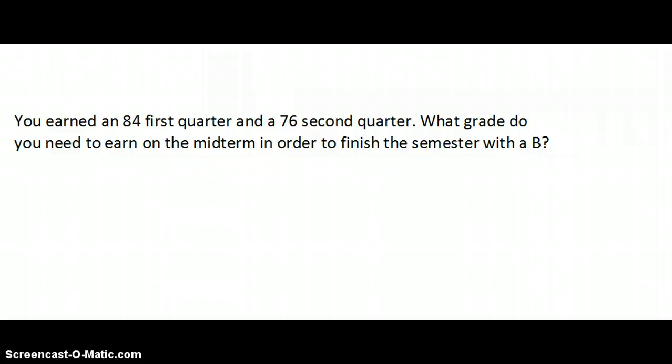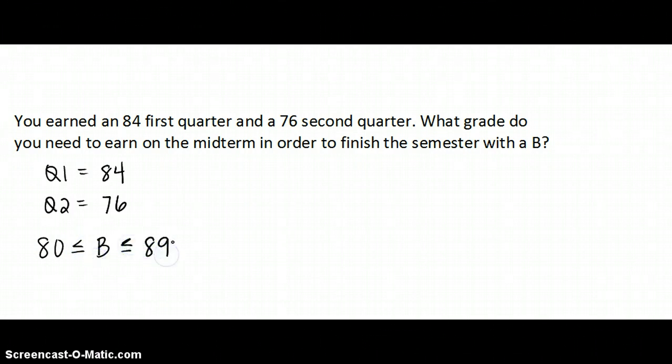So let's say that you're really hoping for a B for the first semester. What I would tell you is, what do we know? We know in quarter 1 you earned an 84, in quarter 2 you earned a 76, and you want to finish the semester with a B. A B is anywhere between an 80 and an 89. So 80 is going to be the lower bound, and 89 is going to be the upper bound. So B is greater than or equal to 80, but less than or equal to 89. We want our grade to be somewhere in that range.